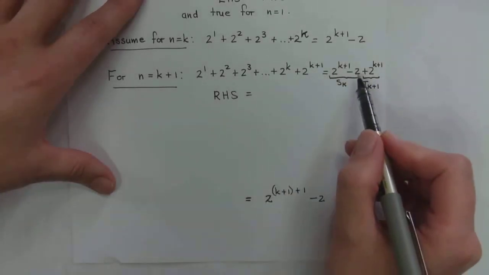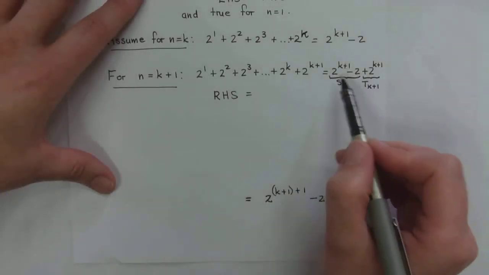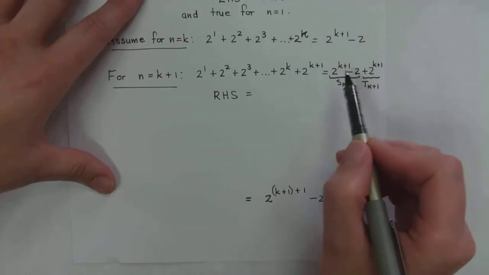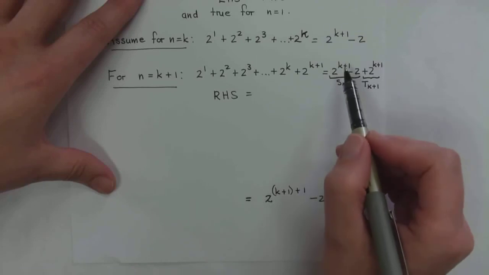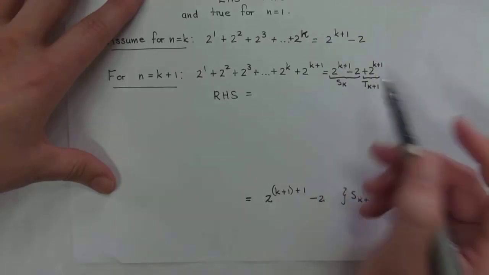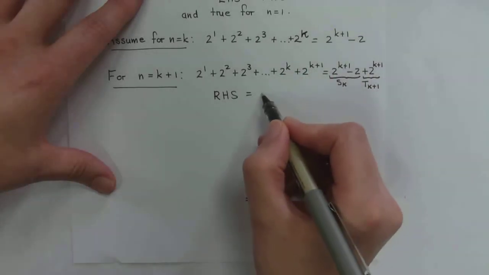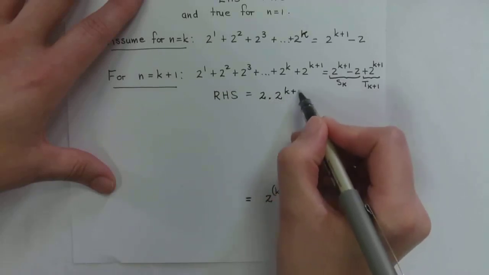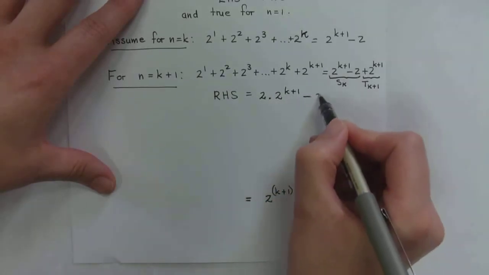Okay, so I need to simplify this. In order to simplify this, I'm really hoping you guys are noticing that these are like terms. It's 2 to the power of k plus 1, and it's 2 to the power of k plus 1. So I can add them, and I can say there are 2 of those: 2 times 2 to the power of k plus 1 minus 2. There we go.